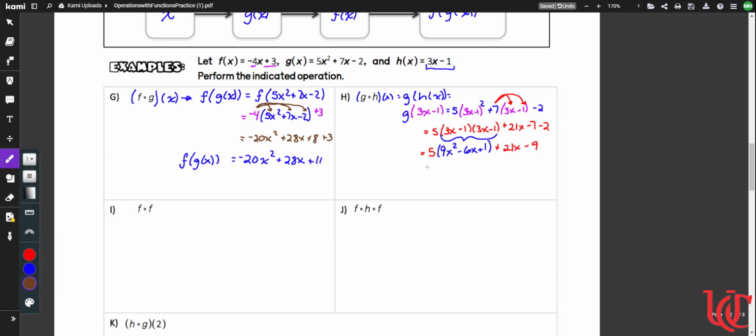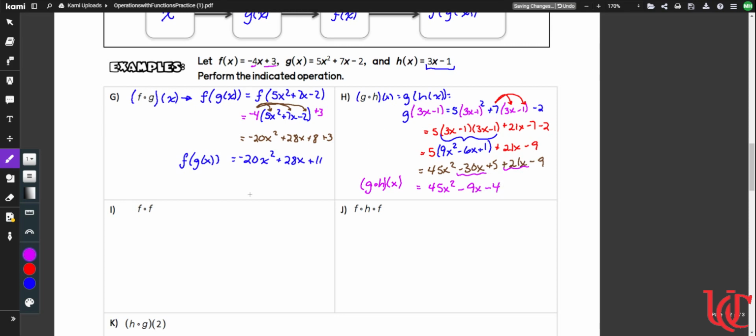Distribute what I have, that 5, to everything in there. So I have 45x squared minus 30x plus 5 plus 21x minus 9. Combining like terms, you should get a final answer of g of h of x equals 45x squared minus 9x, because I'm doing these two together, minus 4.